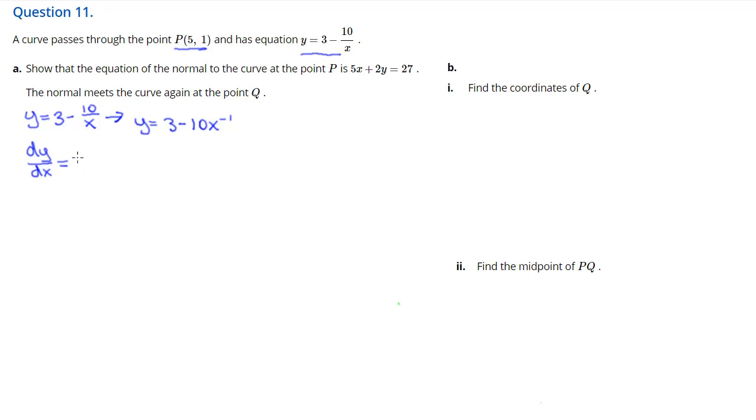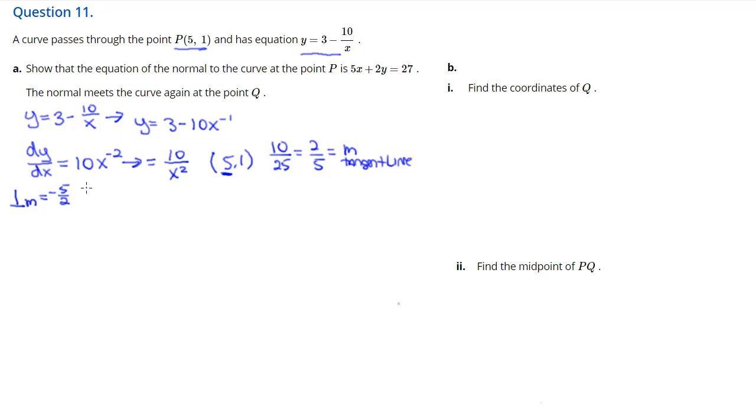So the first thing we're going to do is find the derivative of this thing. And we find out that it's going to be 10 x to the negative 2, or 10 over x squared. Then we're going to use this derivative to find the slope of the tangent line. We're going to plug in the x of the point that we know is where these two things meet. We plug that in, we find out that the slope of the tangent line is 2/5. So that means that the normal, or the perpendicular slope, is going to be negative 5/2.